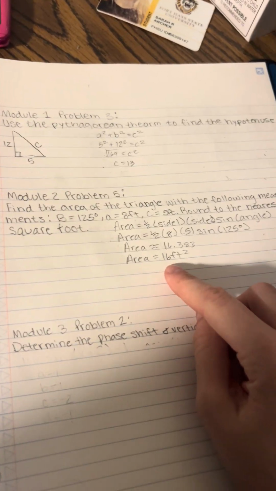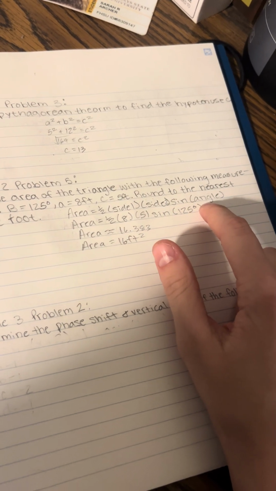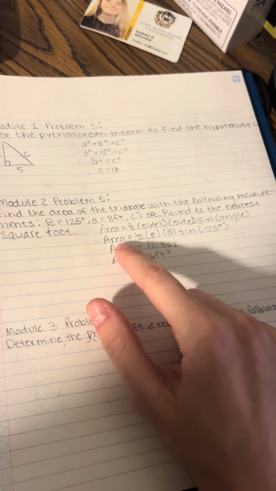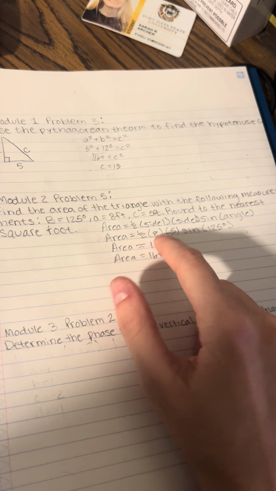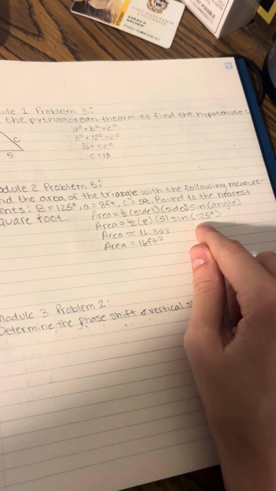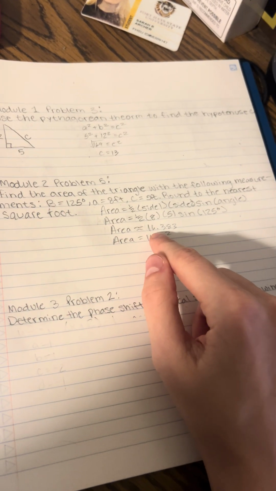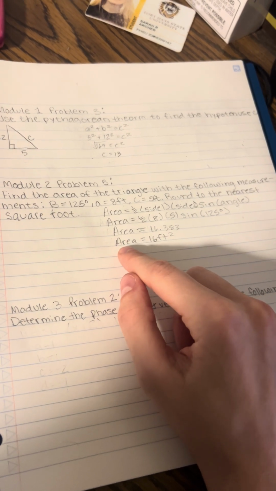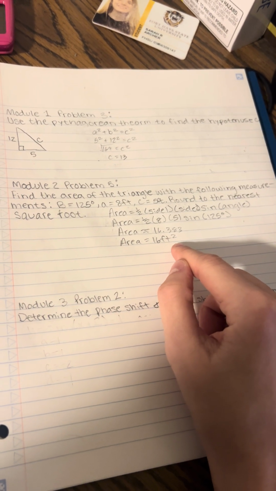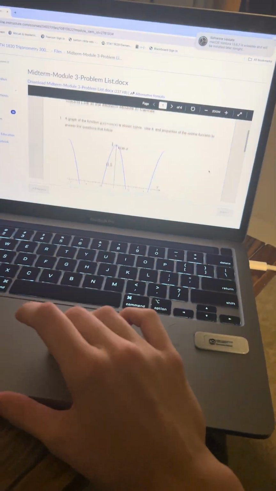Like I said, the formula for the area is half times side 1 times side 2 times sine of the included angle. Here we can see that area equals half times side 1 times side 2, taking the trigonometric function sine of the included angle, which is b, 125 degrees. Area equals 16.383, and area equals 16 feet squared to the nearest square foot. I'm going to go ahead and flip to my next module, which is Module 3. I have chosen to do Problem 2.